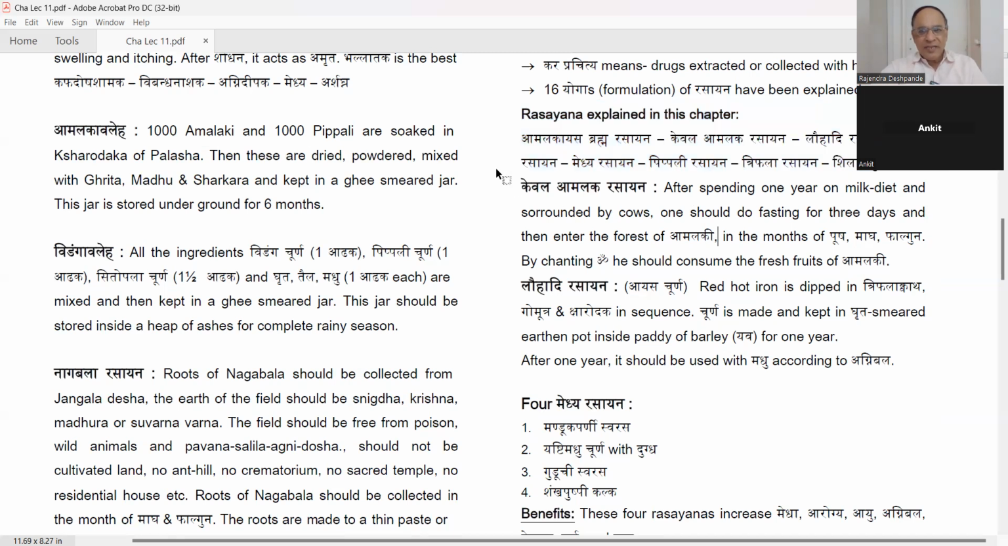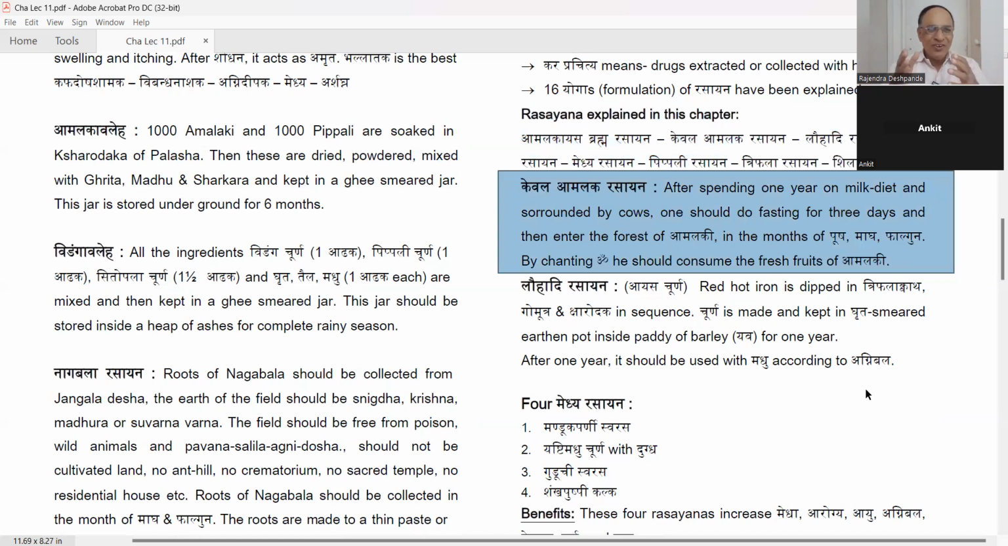First is Keval Amalaka Rasayana. Just to help you concentrate, I have made the marking. After spending 1 year on the milk diet and being surrounded by cows, one should do fasting for 3 days and then enter the forest of Amalaki in the months of Pausha, Magha and Phalguna, chanting the mantra. The person should consume the fresh fruits of Amalaki.